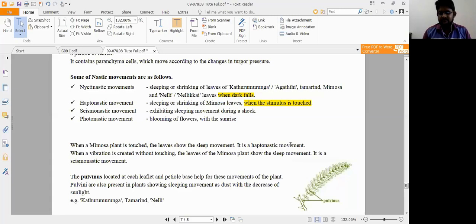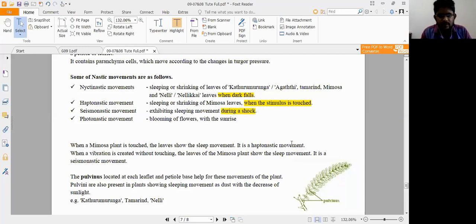And there are some movements without being touched. Even a small vibration given close by, not touching the stimulus. Even a small vibration or a shock given close to the plant part will make them exhibit sleeping processes, and they are what we term as seismonastic movement. They occur during a shock or during vibrations.